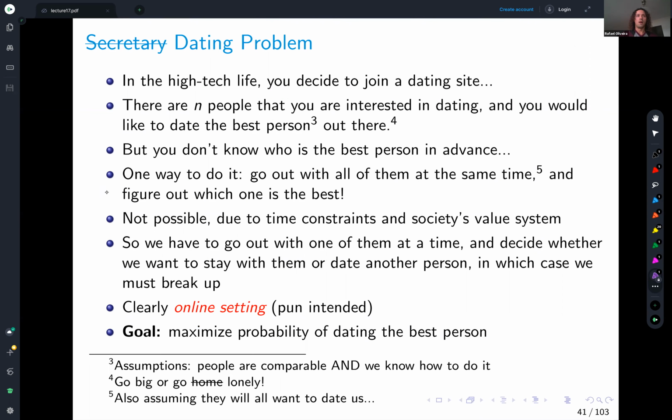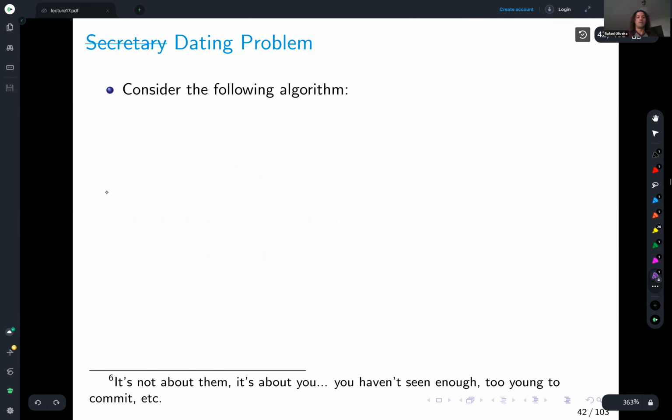Okay, so let's formulate this problem. Let's consider the following algorithm. We already know what the problem is: the stream of events is your dates. You have n dates, and you know n in advance, but you don't know the order in which your dates will come, like whether the best date will be the first one. So you know the number of dates in your life, which is also an incredibly bad assumption, but you know this number, and what you need to do is make a decision when you're going to settle with a person.